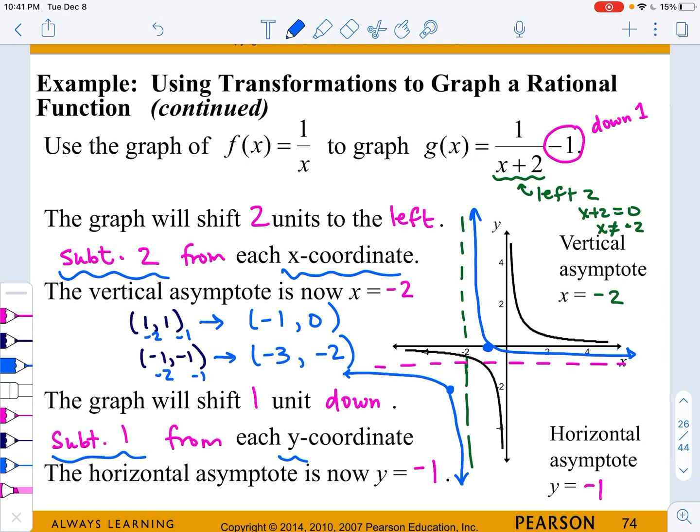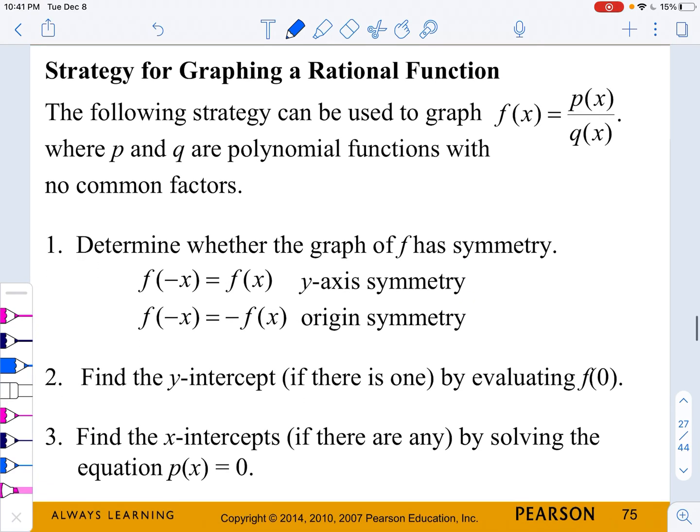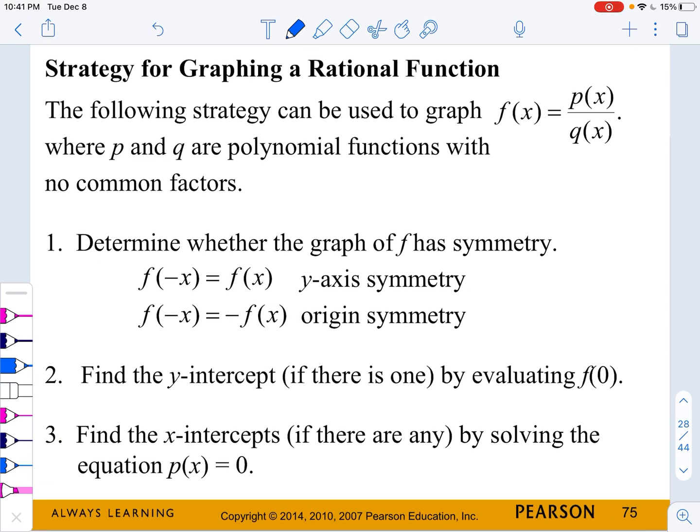So that's with our graphing. All we're doing is transformations, which is what we did in the last chapter anyway. All right. We are going to go through our strategies for graphing rational functions. So what are the things that we're going to do? There's going to be 7 steps we're going to follow. I know 7's kind of a lot.